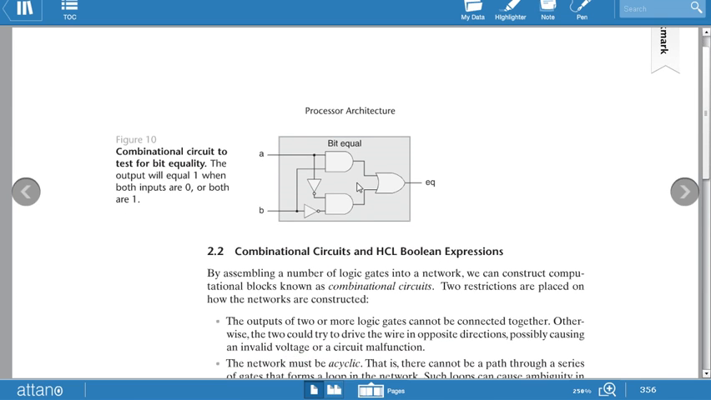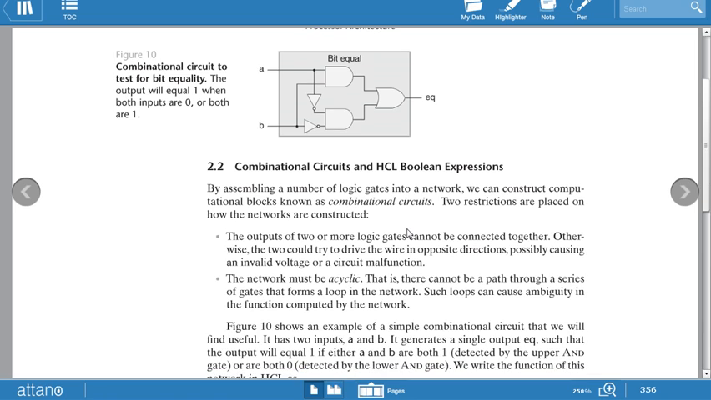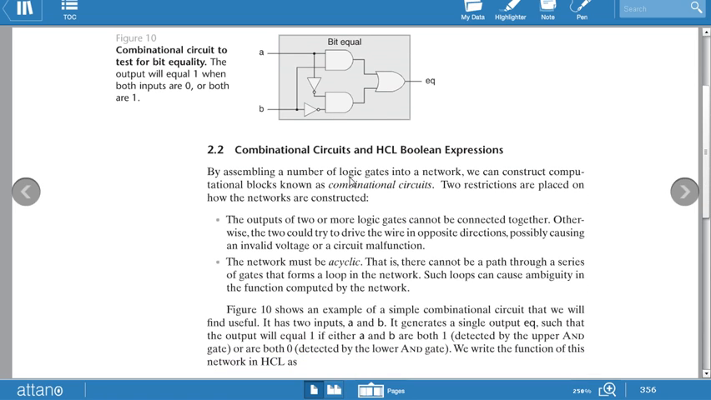This is the combinational circuit and the HCL Boolean expressions. By assembling a number of logic gates into a network, we can construct computational blocks known as combinational circuits. As I told you, combinational circuit means there are n inputs, so there are n outputs. Whatever the number of inputs, the same number of outputs is also there.